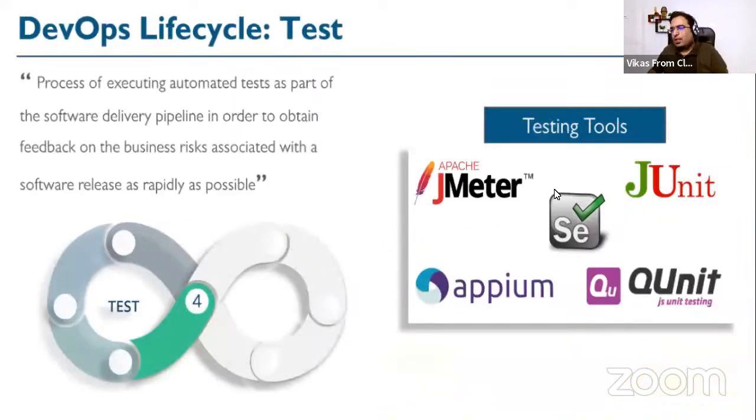Cool. Testing. In the testing phase, as soon as the build happens, testing will get started. Testers start doing the testing with the help of Selenium, JMeter, or JUnit, QUnit, Appium. There are so many tools available. Out of that, Selenium and JMeter are very common. Selenium is primarily for web testing, and JMeter primarily for performance testing. So if you require this type of thing, we can use these tools.